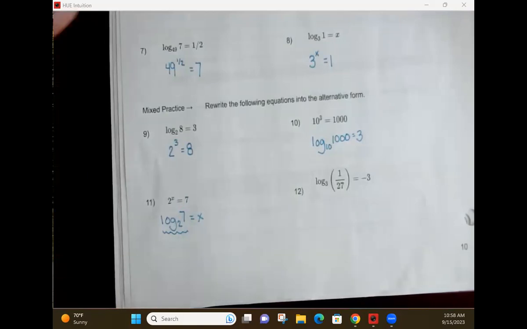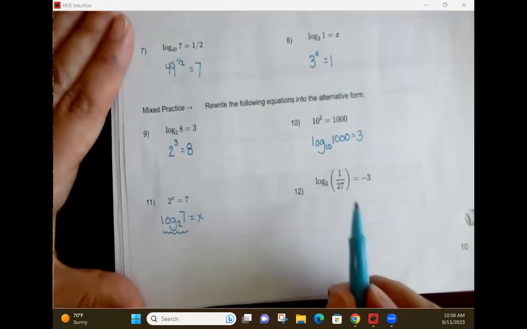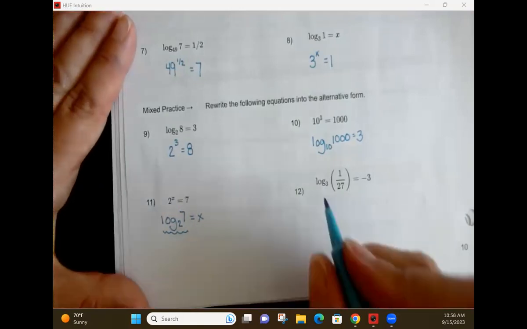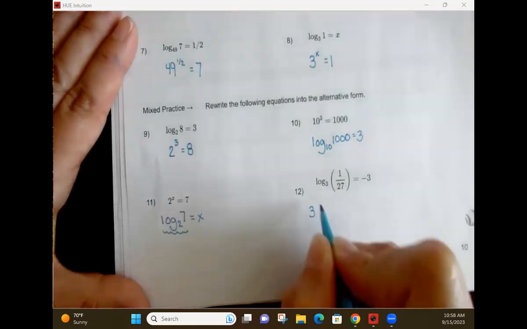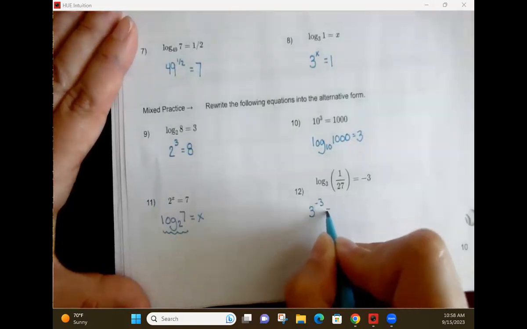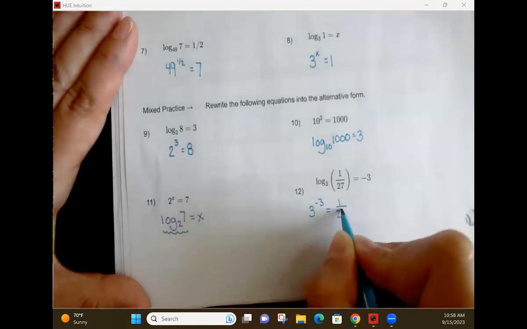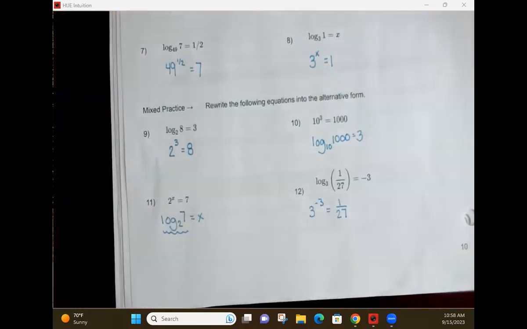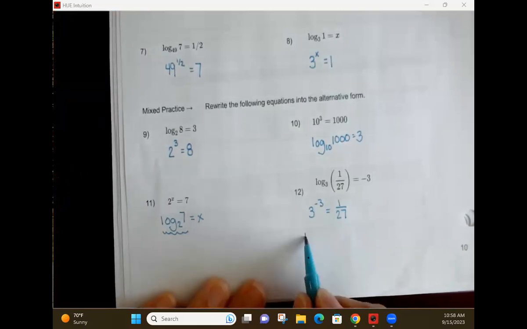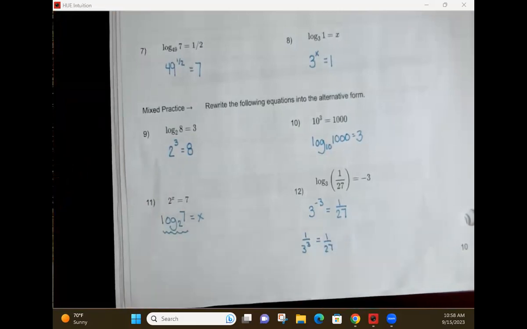And then the last one on page 10, we're starting with a log, so we'll change it to exponential form. This would be 3 to the negative third equals 1 over 27. And again, I want you to notice that this is true. This is correct. That negative exponent would tell me to take the reciprocal, and then 3 cubed is 27. You get something that's correct.